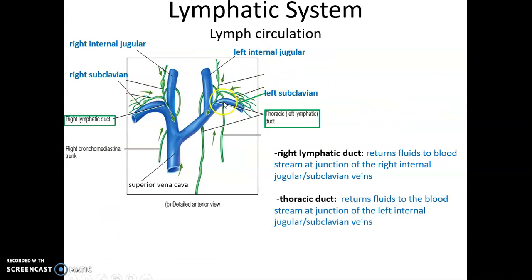The ducts then connect to the cardiovascular system, connect to the bloodstream, specifically at the junction between the internal jugular vein and the subclavian vein. So again, the right lymphatic duct connects to the junction between the right internal jugular vein and the right subclavian vein. The thoracic duct connects at the junction between the left internal jugular vein and the left subclavian vein, returning the fluid once again to the bloodstream.